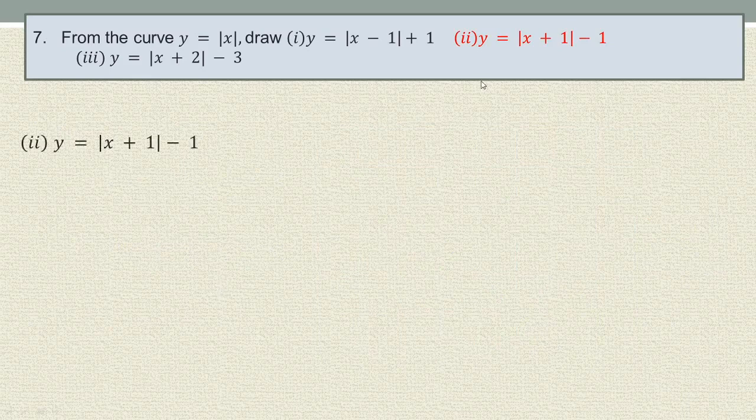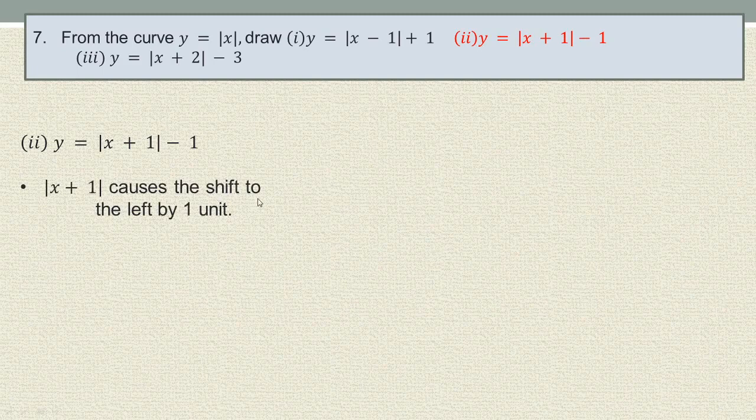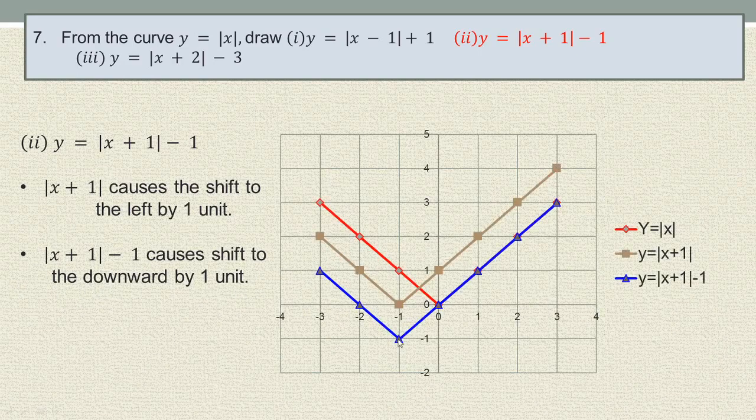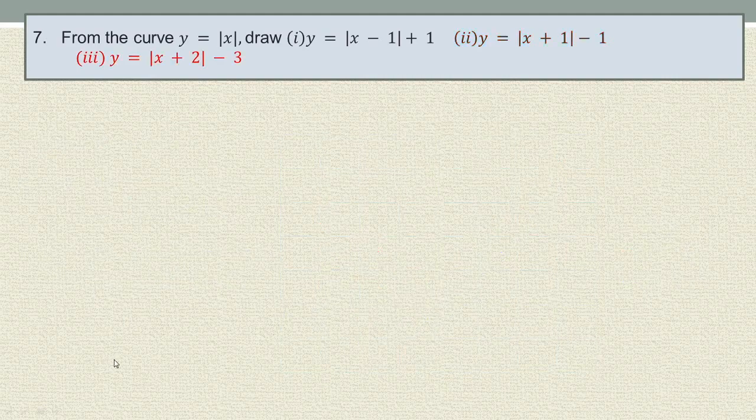And the second subdivision, modulus x plus 1 minus 1. So x plus 1 causes the shift to the left by 1 unit, and the minus 1 causes the shift downward by 1 unit. First you draw modulus x in red color, and then modulus x plus 1 causes the shift to the left, so on the left side you need to draw, and then downward by 1 unit. So in this way you can draw the graph.